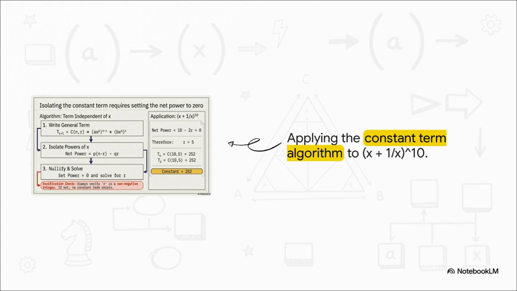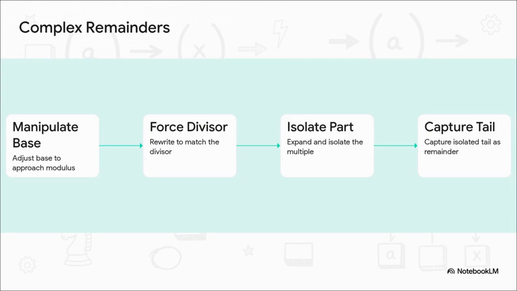Now just plug that r back into the combinatorial weight, 10 choose 5, and it effortlessly reveals our constant term is 252. No need to expand 11 different terms. Phew, what a relief.